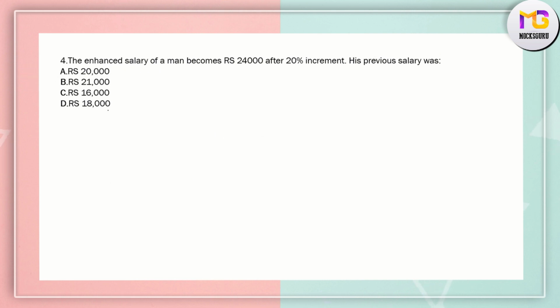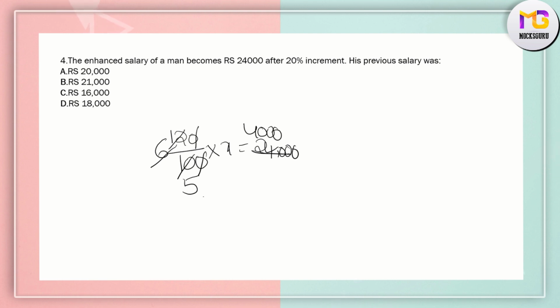Next question. The enhanced salary of a man becomes ₹24,000 after a 20% increment. His previous salary was? Here it is 20%, so 120% of x is equal to 24,000. Here we can cancel it. 2 6s, 2 5s, 6 4s are 24. So the answer is 20,000. So option A is the answer.